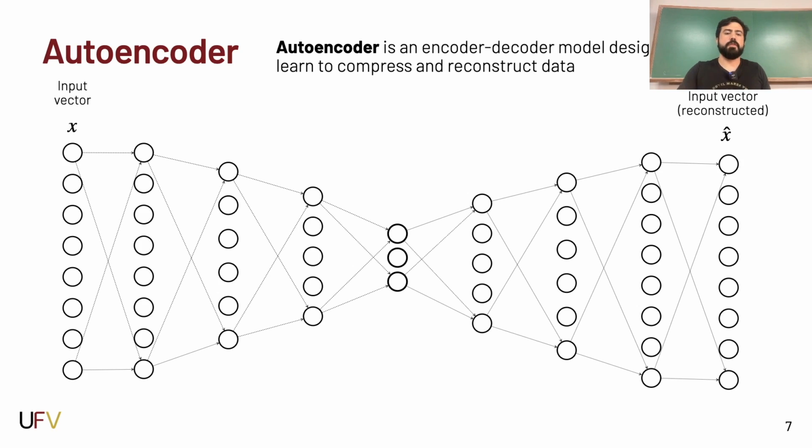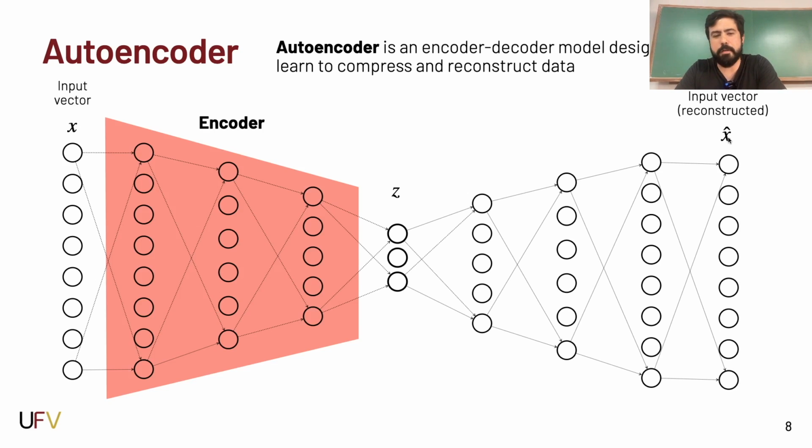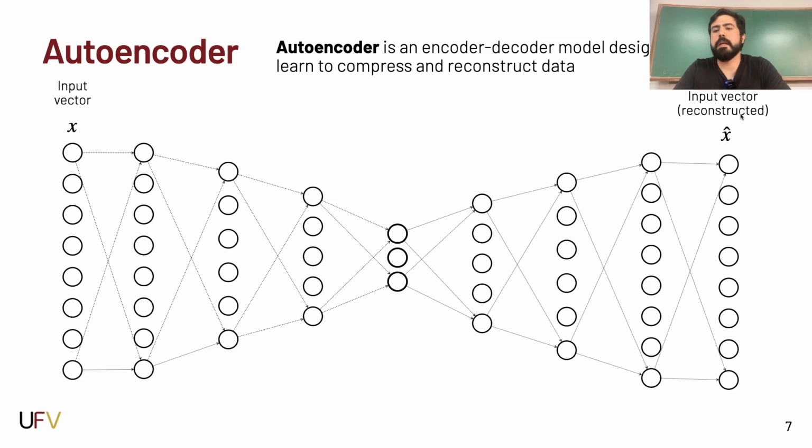Okay? So first thing you should look at is this input vector here. This is just a vector x, right? It has 1, 2, 3, 4, 5, 6, 7, 8 dimensions. And if you look at the very end of the network, I'm calling this x hat here. This is the same vector, but reconstructed. Okay? So I want to reconstruct my input data, but there is a twist, right? I want to do this in a compressed way. So look in the middle here.